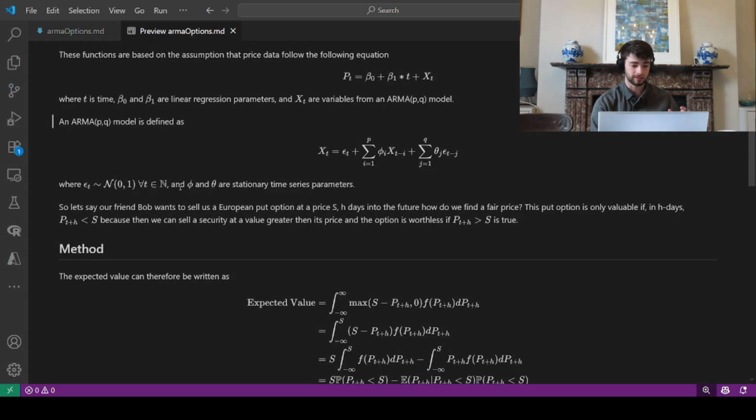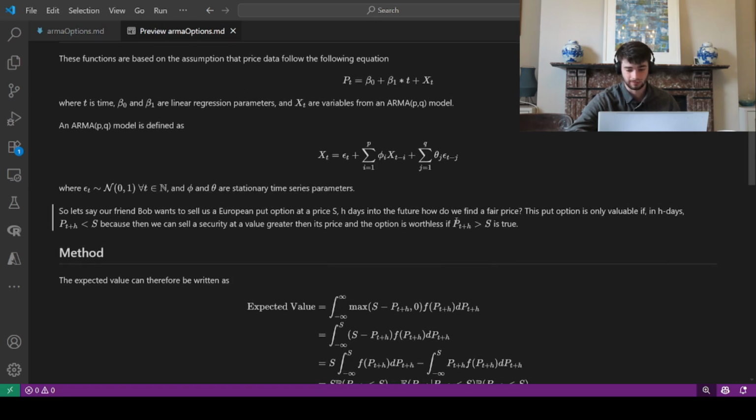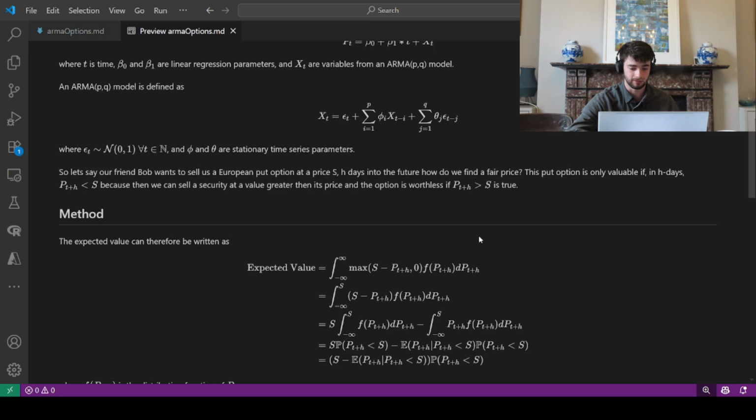So when we look at a put option where Bob has agreed to buy a stock or asset from us, this is only valuable when the price of the asset is less than what Bob has agreed to pay, because if the price of the asset is greater than what Bob has agreed to pay, then we wouldn't sell it to Bob because there's no actual benefit to doing so, because we'd be selling it below its actual value.